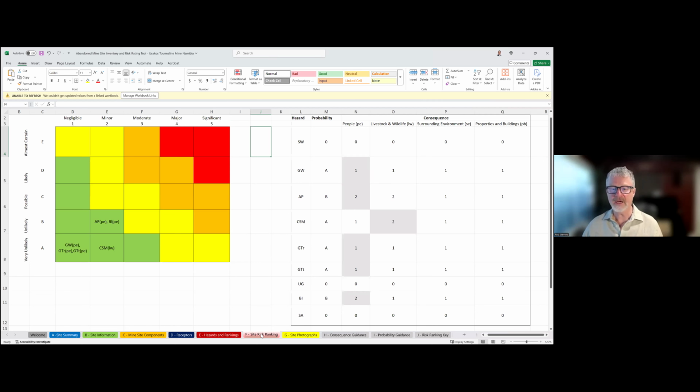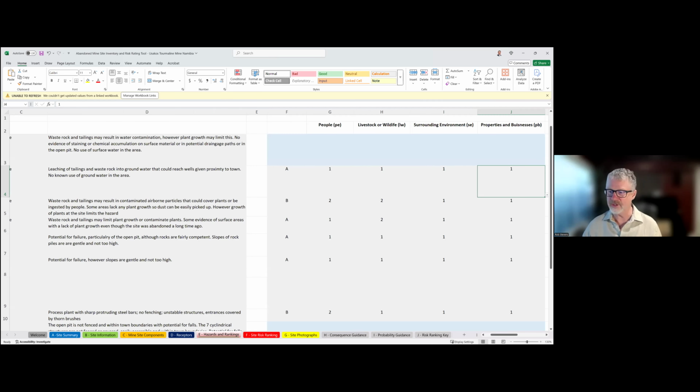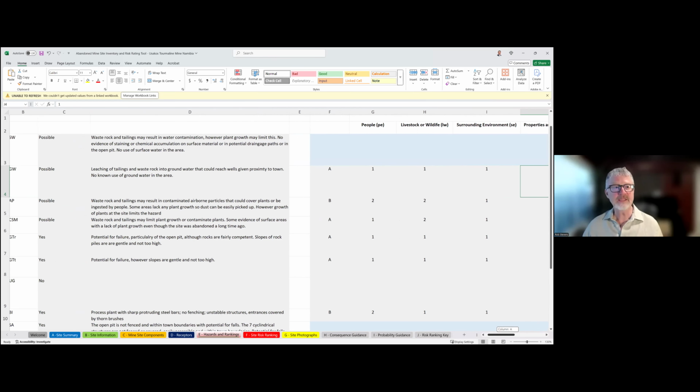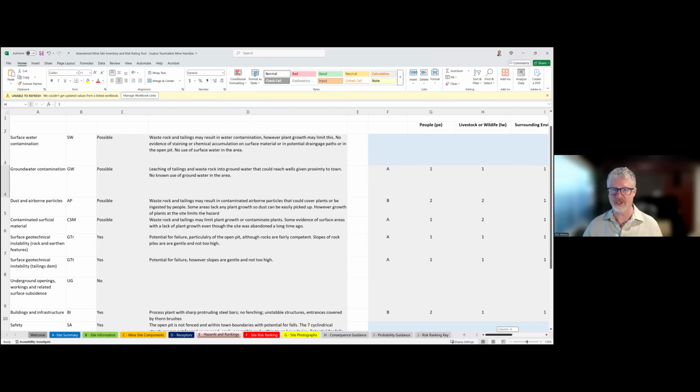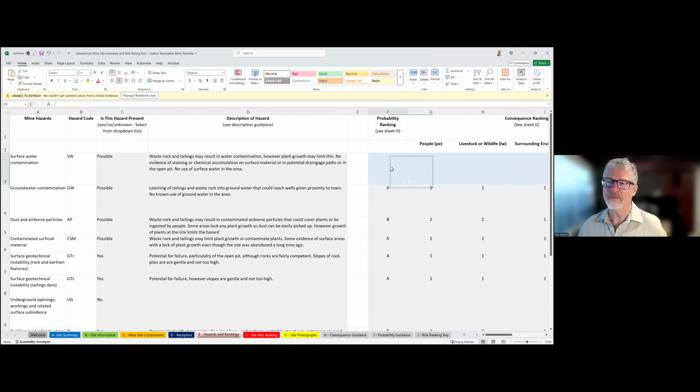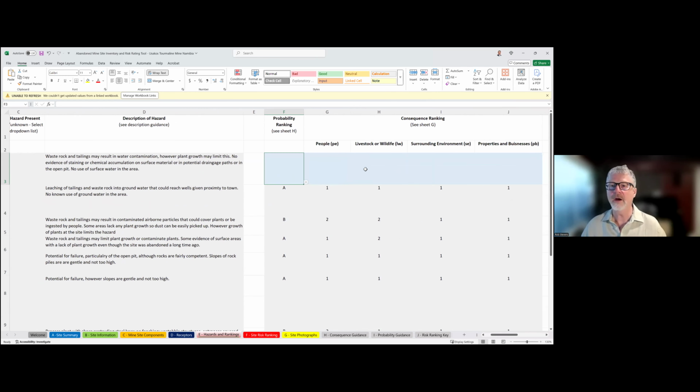So I want to come back to the hazards. What we haven't filled out here is the hazard for surface water contamination. All right, so give that a little bit of a thought. What is that probability of there being surface water contamination? And what we can do here is we have choices from A to E. So what's the probability? Okay, so we need some guidance on that.